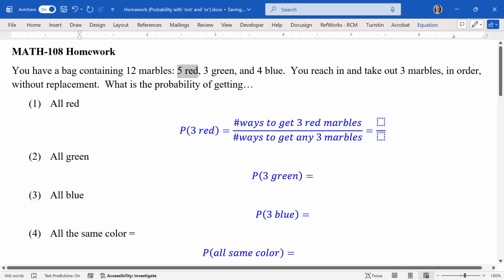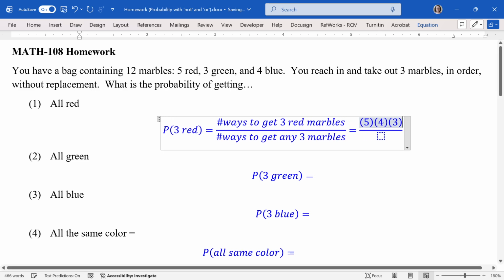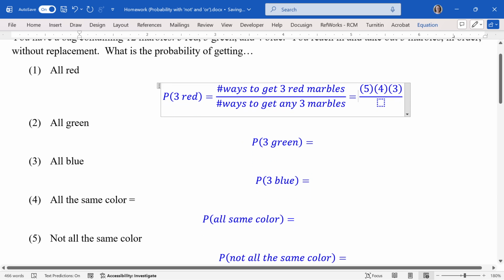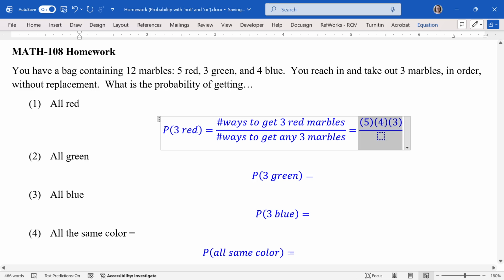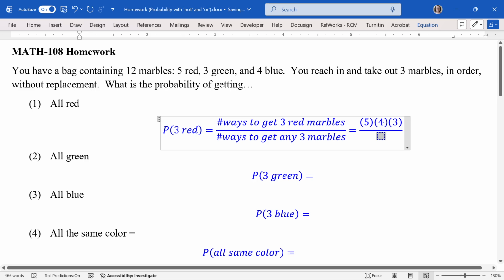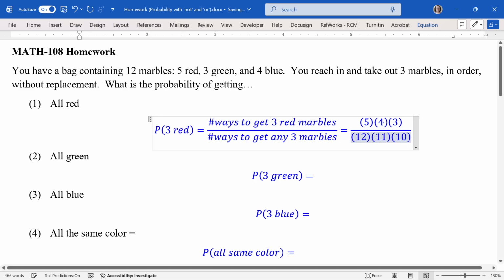Okay, so how many ways are there to get 3 red marbles? Well, there's 5 red marbles, so we have 5 choices for our first marble, and then 4 for the next one, and then 3 for the third one. And we are able to use the fundamental principle of counting and just multiply the number of options together for each marble because we're considering these choices to happen in order, which means that the order that we get each marble in makes a different outcome. I guess we're assuming we have some way of distinguishing these red marbles. They could be distinguished from each other. All right, so on the bottom, the number of ways to get any 3 marbles is 12, 11, 10.